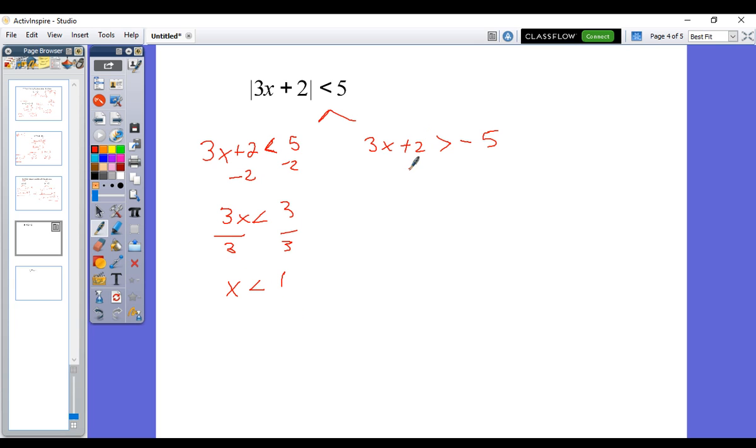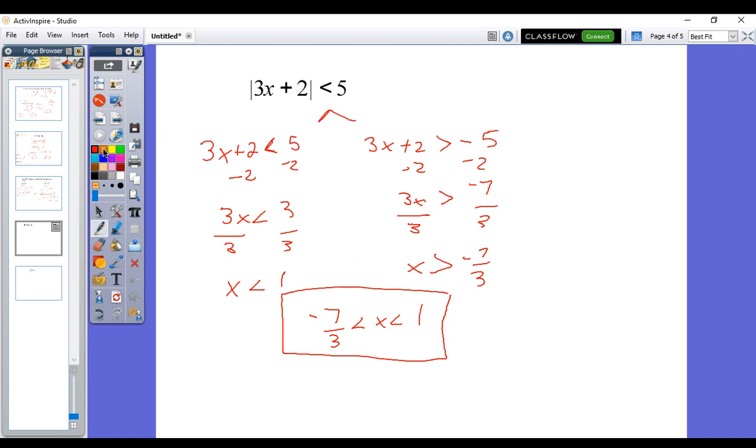Let's see what we get over here. Minus 2, you get 3x is greater than -7, and then you divide by 3. X is greater than -7/3. All right. So x is greater than a negative value, or x is less than 1. This is an and, because these both can be true. So we write it as -7/3 is less than x, which is less than 1.